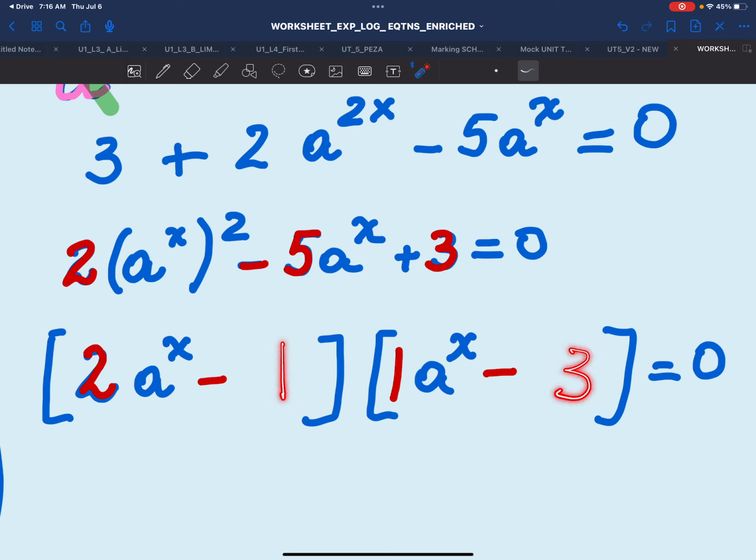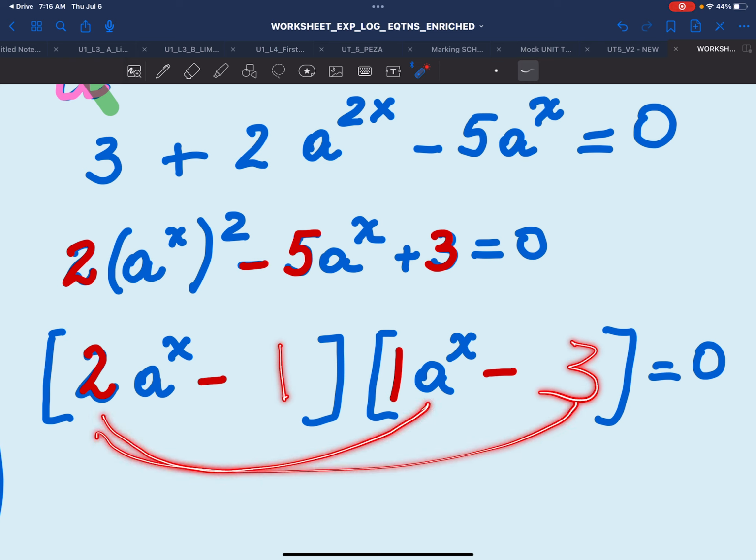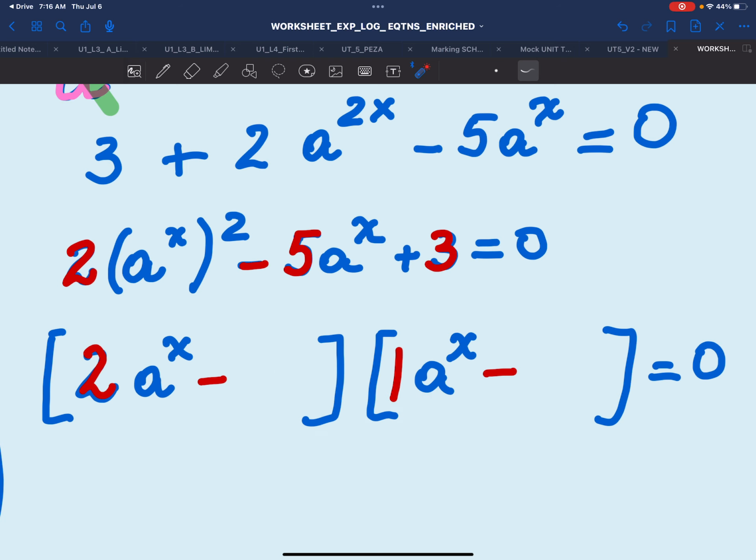So let's check and see which one works. That would be 2a to the power of x, positive. This would be positive 3. That's pretty good. And then we will have negative 1, negative 3 here. So we have 2a to the power of x squared minus 6a to the power of x minus 1. Oh, that would give us minus 7.